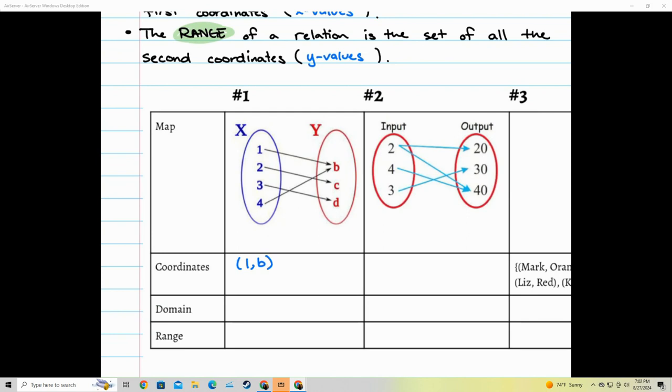Let's see the next one, because there's another one. The next coordinate is this 2. And when I follow the 2, what I end up with is a C. So I know that the first part of the coordinate is 2 and the second part of the coordinate is C. The next coordinate starts at 3, and that 3 goes to D. And then the last coordinate I have is this number 4, and the first part of the coordinate is 4. It also goes to B.